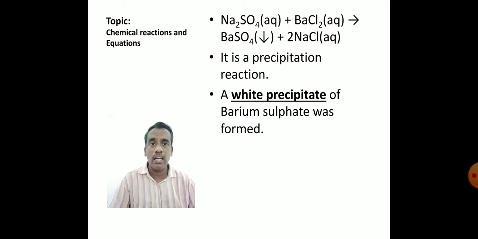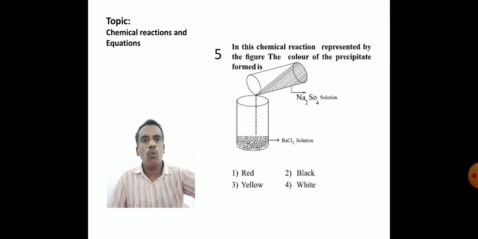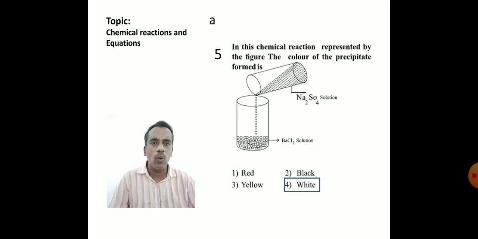So what is the color of the precipitate here? The precipitate in this reaction is a white precipitate, as we learnt in the NCERT textbook. What are the given options? The options are red, black and yellow, so the answer is white. Sodium sulfate, when reacted with barium chloride, gives a white colored precipitate of barium sulfate.